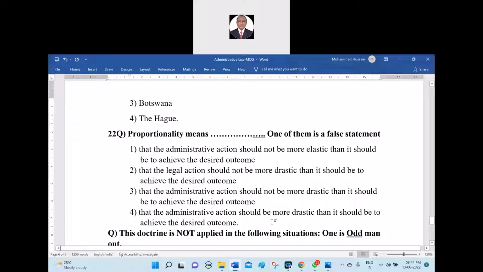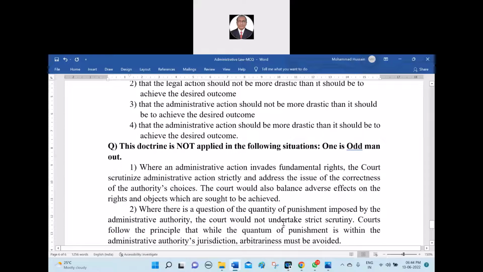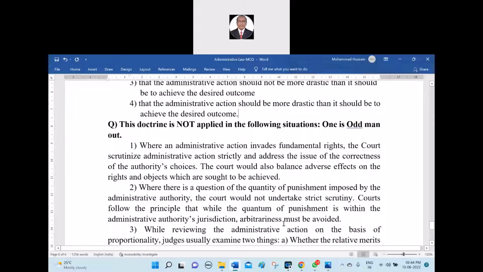Are you following me? Yes, sir. In three places it should not be there, but in one place it is not there. That means the fourth one is the right answer for that. Proportionality means... Yes, I appreciate. This is a long one; you cannot read it, I will read it.